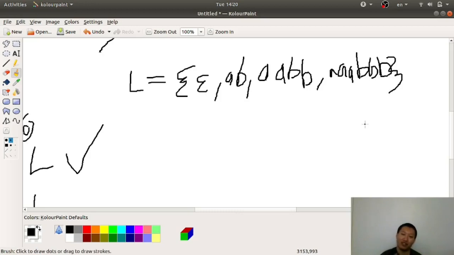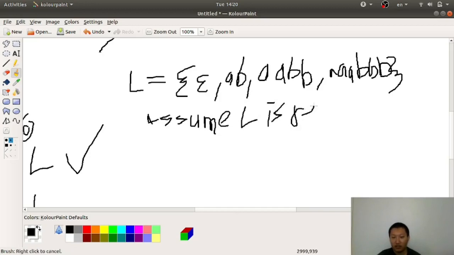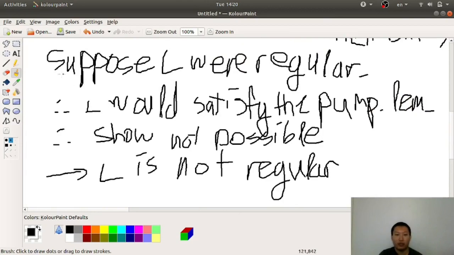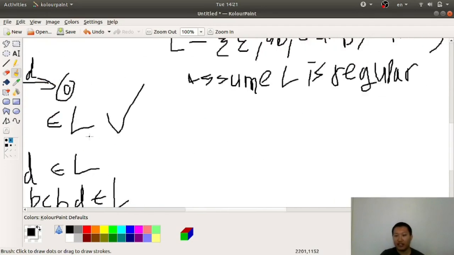Well, how do we prove this? We use the pumping lemma. So assume L is regular. Remember the logic here: first, we suppose that our language is regular, and then we show that it leads to a contradiction, and so that means our assumption must have been wrong, and L is not regular. Let me show you the logic again. Suppose L were regular, then L would satisfy the pumping lemma, and we want to show this leads to a contradiction, and from that we conclude that L is not regular. So how do we do that in this example?